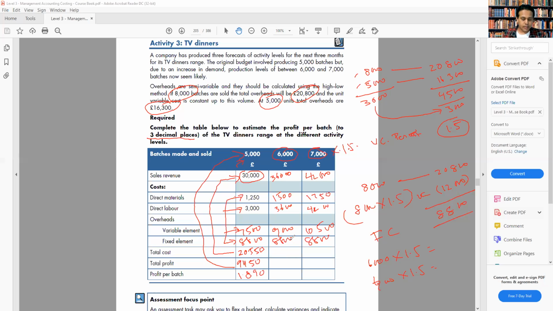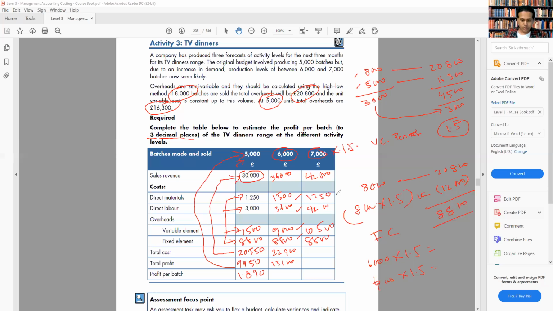The same way we can do the next one. How much will be the cost for that? Total 1,500 plus 3,600 plus 9,000 plus 8,800. So the total cost will be 22,900. If we minus it from 36,000, the profit will be 13,100.